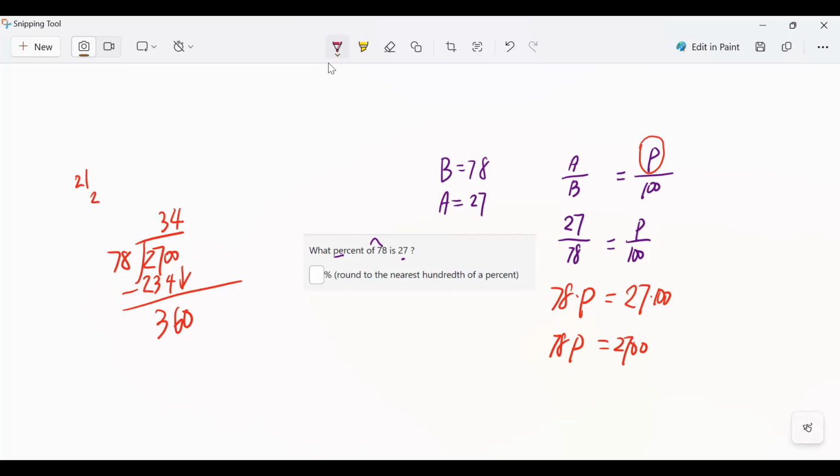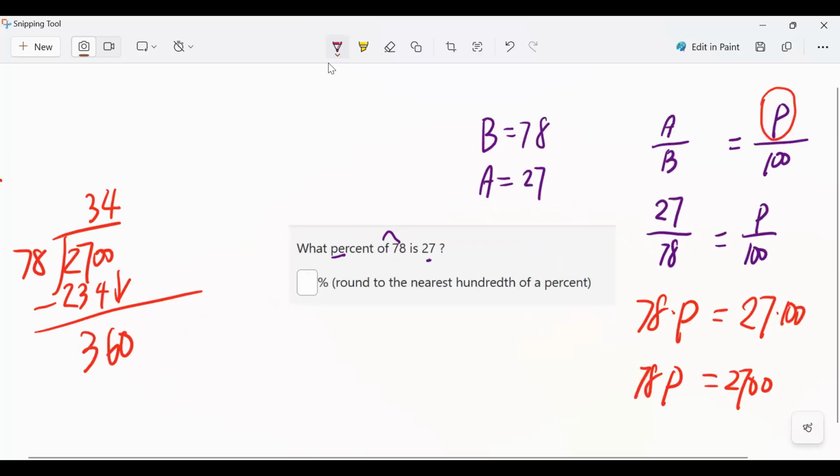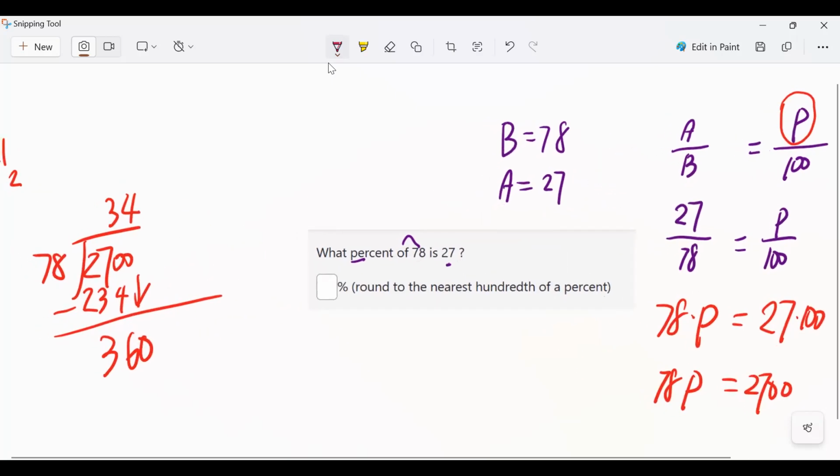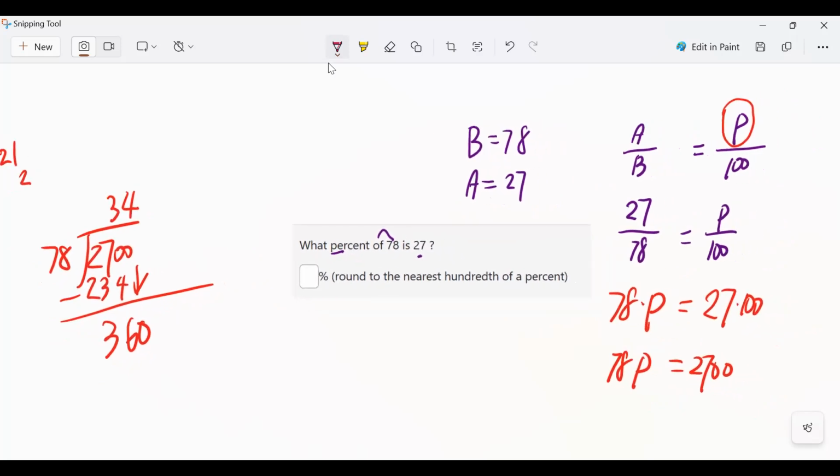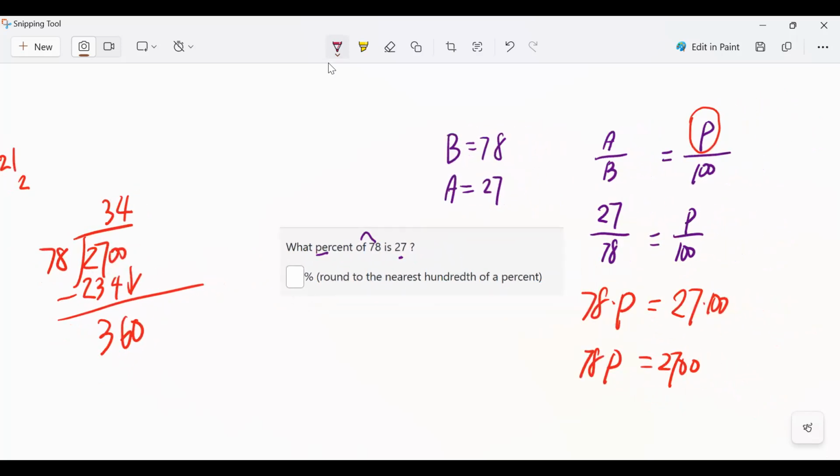Times 4. Let me just try this. See. Oops. So 78. Okay. 4 times 8 is 32. Carry 3 over. 4 times 7, 28, adding 3, 31. Remember the top.